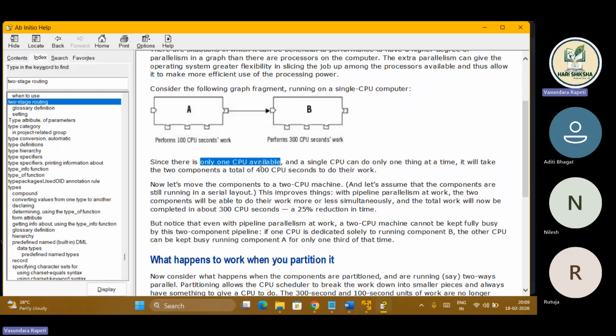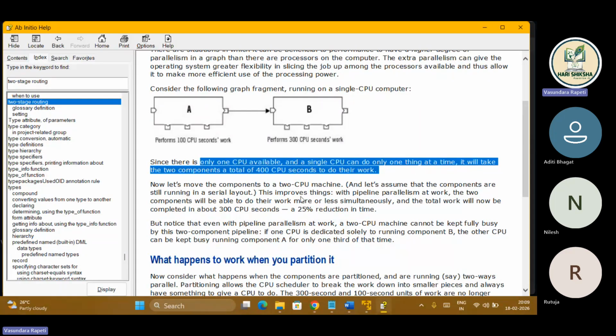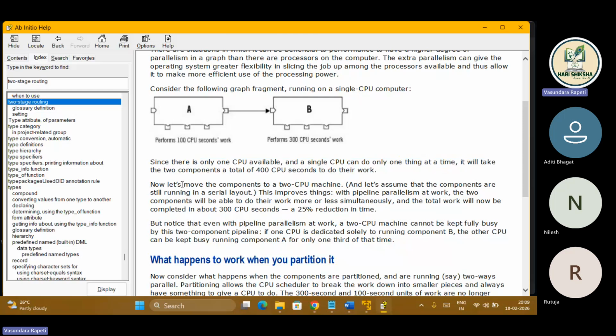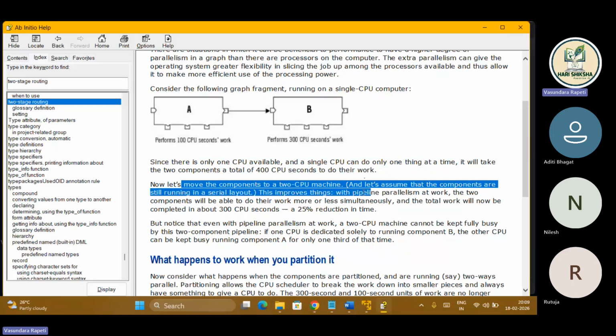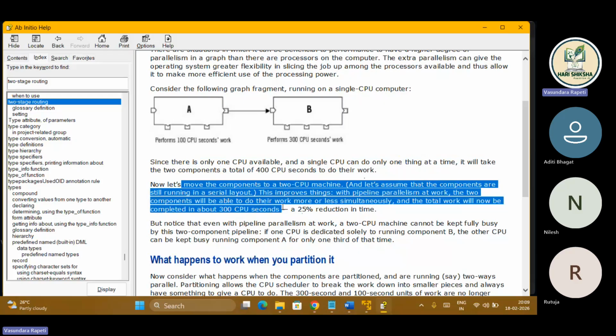Since there is only one CPU available and a single CPU can do only one thing at a time, with a threading issue it will take the two components a total of time. Then let's move the computation to a two-CPU machine. This improves things, with pipeline parallelism at work. The two components will be able to do their work more or less simultaneously, and the total work can now be completed with a 25% reduction in the time. So if you increase the CPUs, then computational work also will improve.